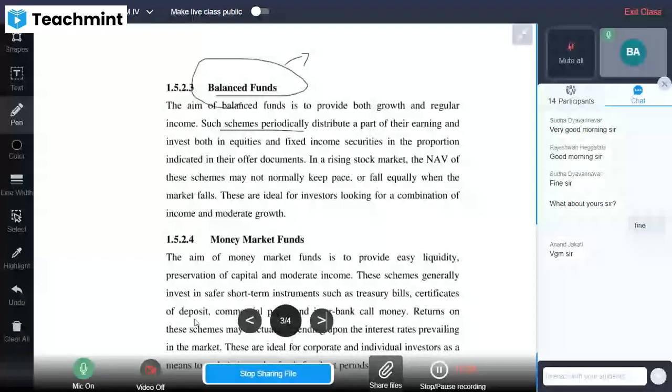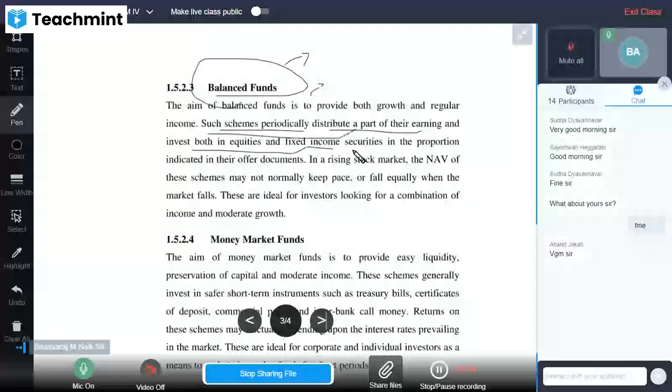So balanced funds are a mixture of both. It's a balance between both growth as well as income funds. Such schemes periodically, what will happen? They can distribute a part of their earnings and invest in both equities as well as fixed income securities.